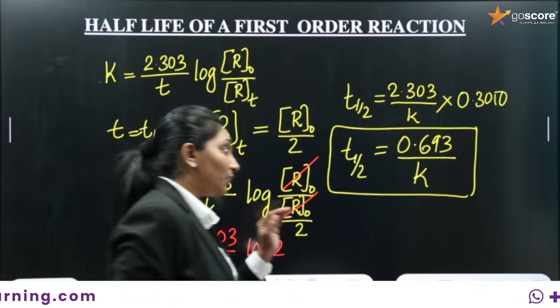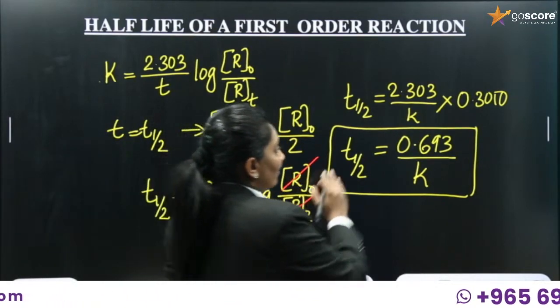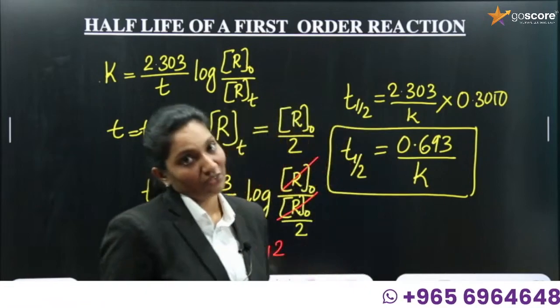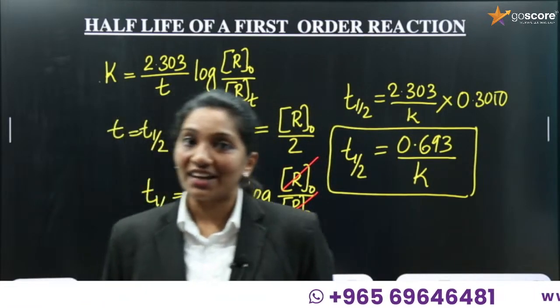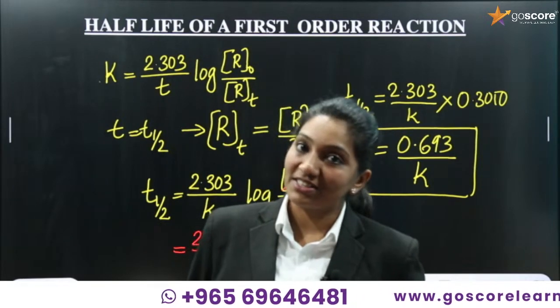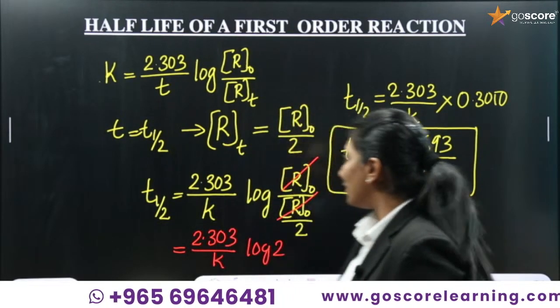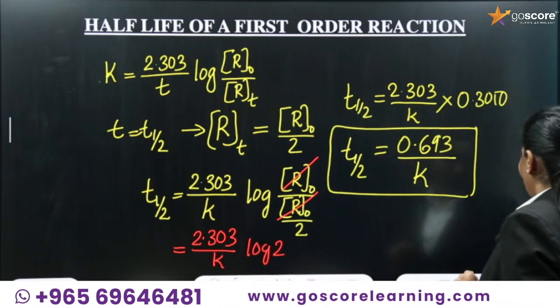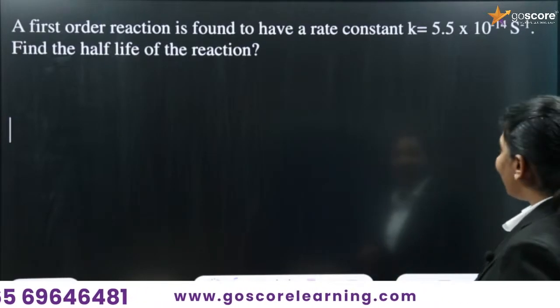See, for a first order reaction, the half-life is not depending on the concentration of reactant, and for a zero order reaction, the half-life will be directly proportional to the initial concentration of reactant. Okay, so we can have some problems related to this.